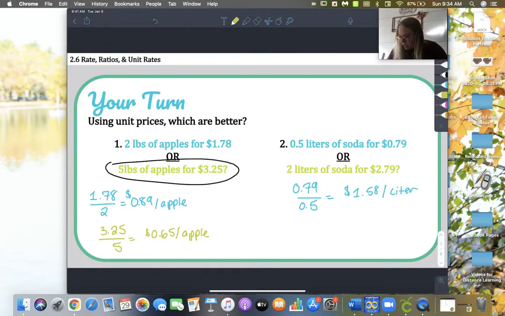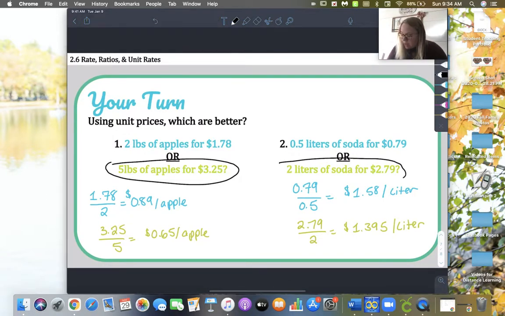Then I can do my $2.79 for 2 liters, and we get $1.39 per liter. So in this case, again, buying the bigger quantity ended up being the better deal. But again, remember, that's not always the case.